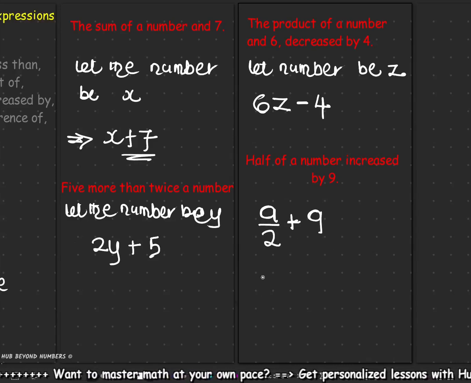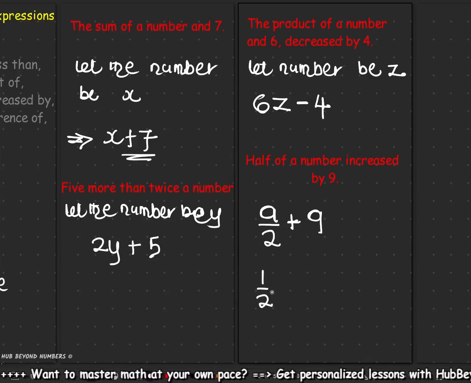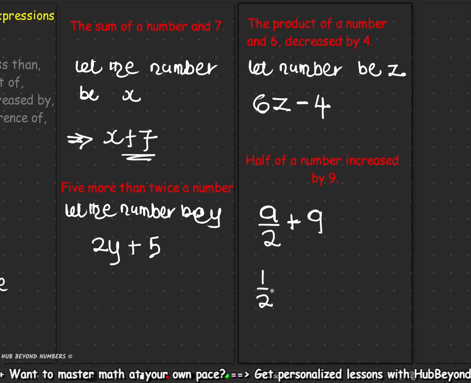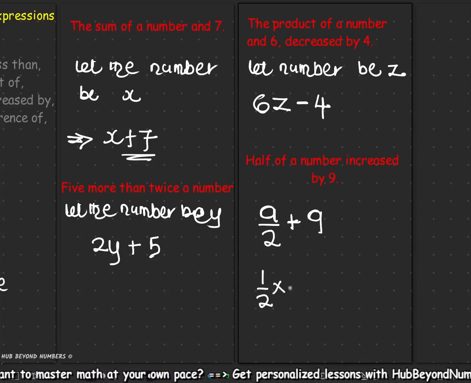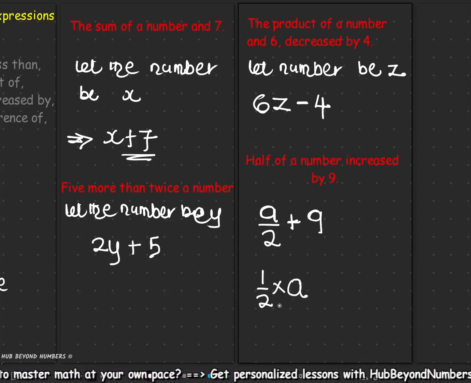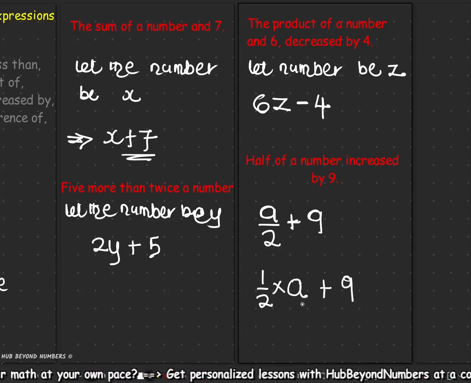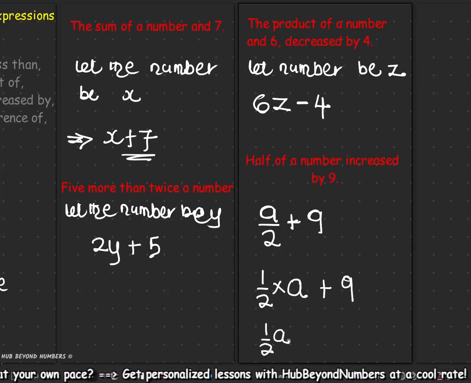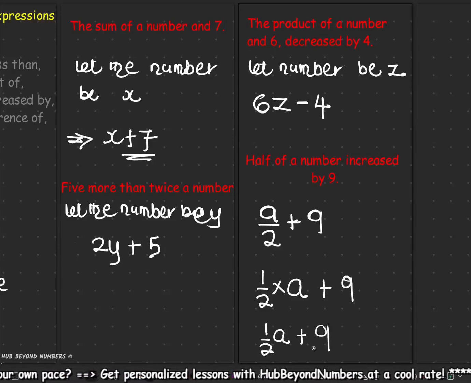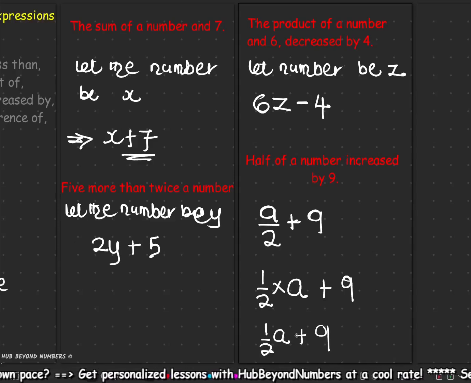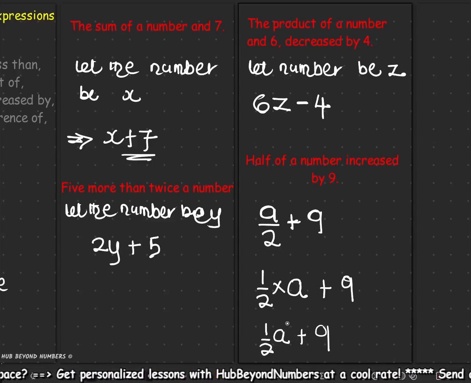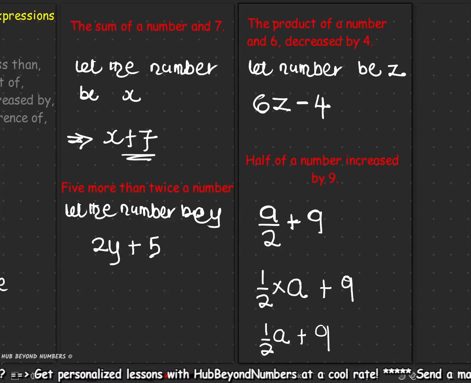You could also write it as half of a number, half is this, then of a number. So half of a number, which we don't know, increased by 9. You could also write it as half of a number increased by 9. They are all the same and mean the same thing.